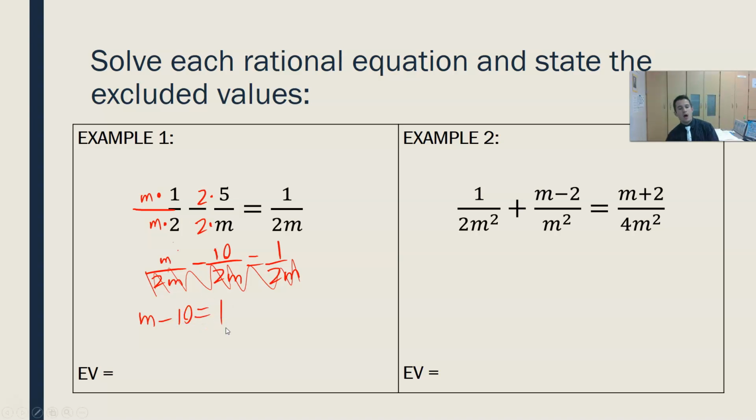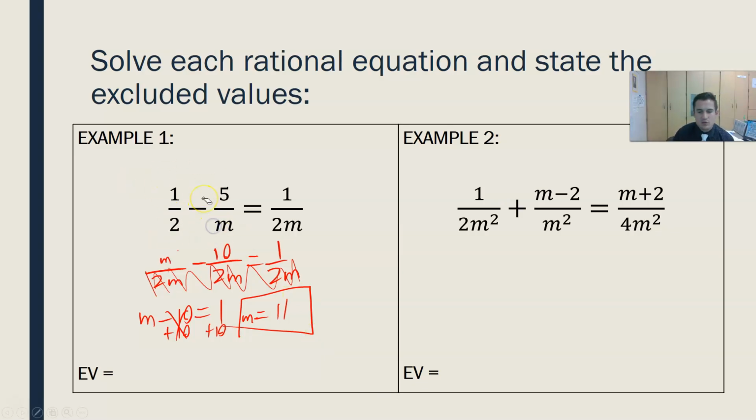So now that I have a common denominator, I can just use the numerators, the tops, to solve this equation. I have m minus 10 equals 1. Well, this we know how to solve. I'm going to add 10 on both sides and get m equals 11. So my solution is m equals 11.